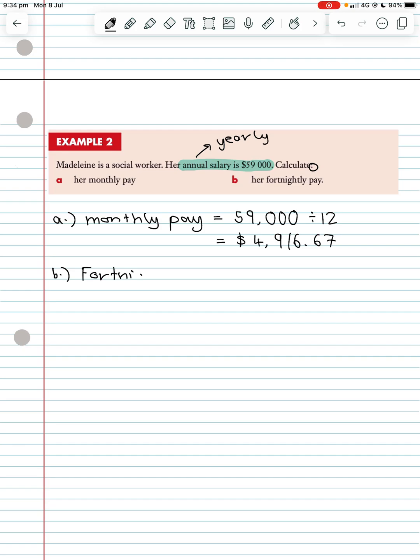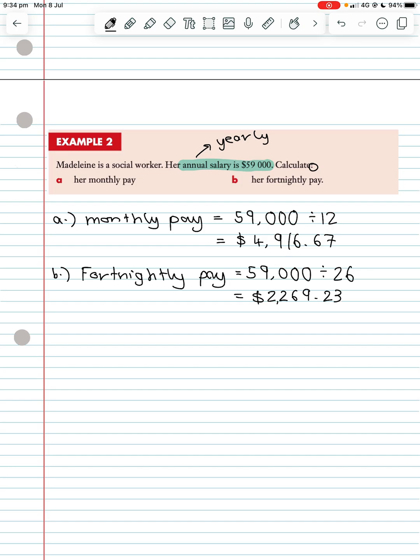Part B, we're going to do our fortnightly pay. It's going to equal the $59,000 salary that she earns, and now we're going to divide it by 26 because there's 26 fortnights in a year. When we put this into our calculator, that is $2,269.23.